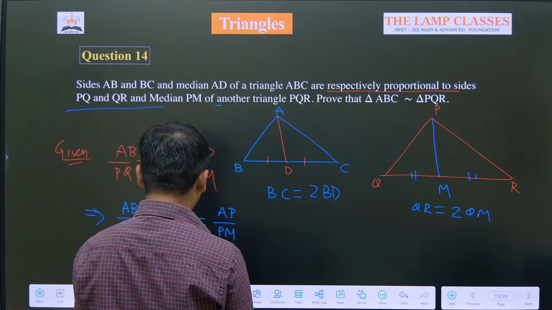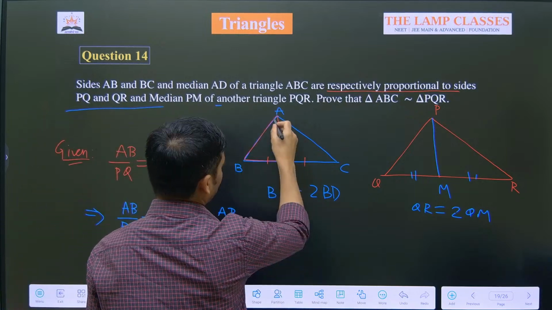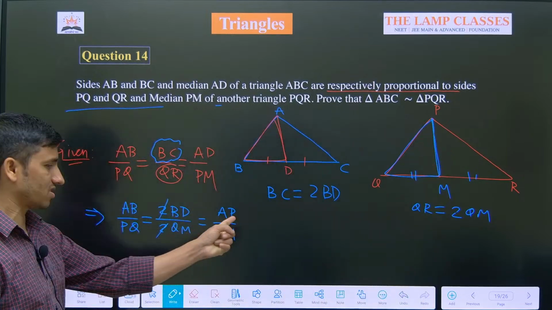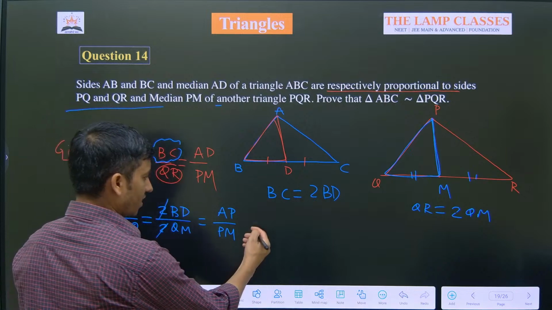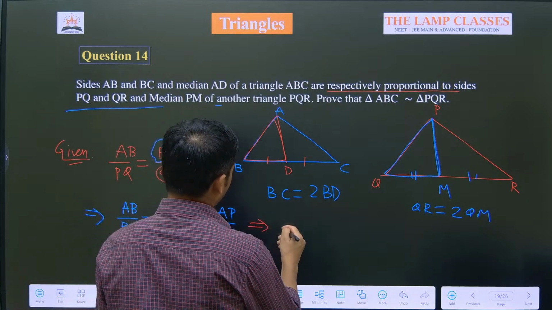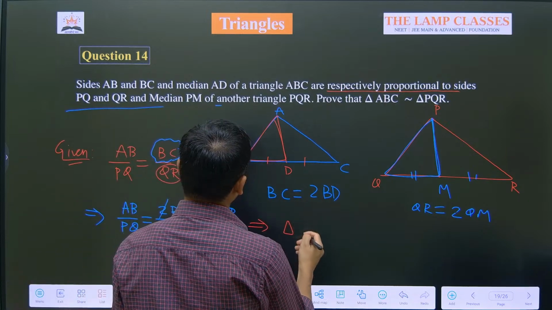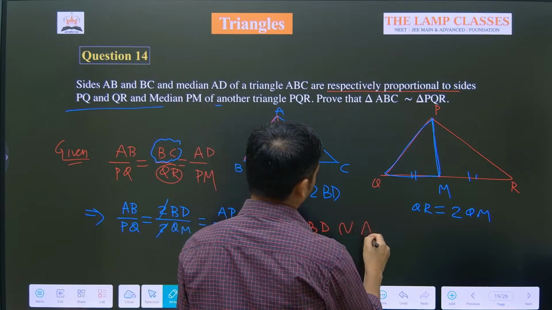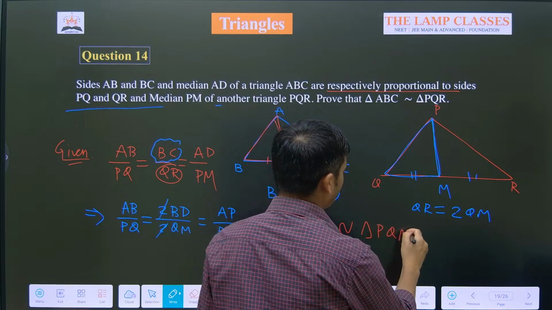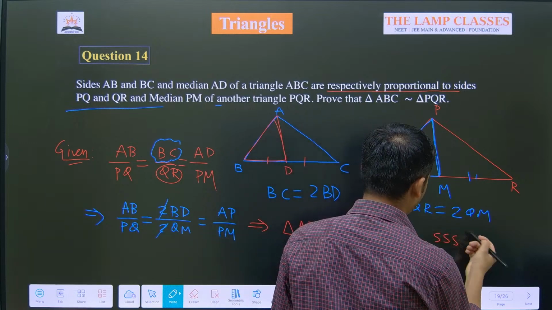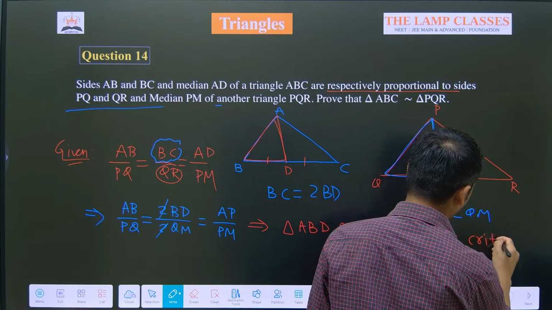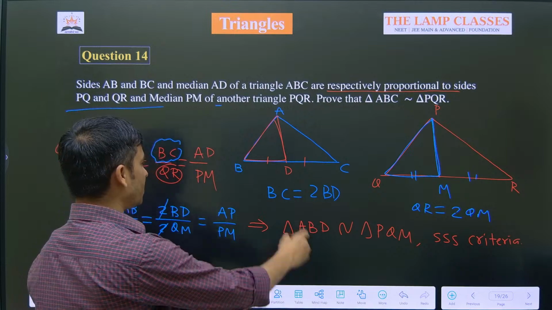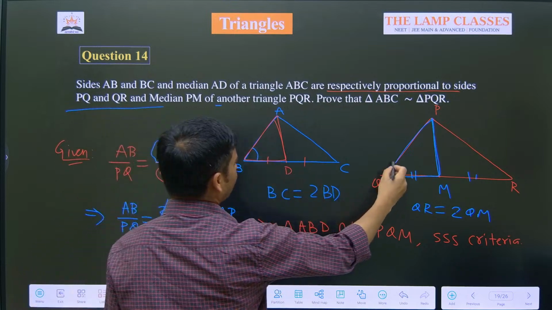So if you now focus on this triangle, ye chotu triangle and then ye chotu triangle, are they similar? Because these are the sides, SSS criteria. That means triangle ABD is similar to triangle PQM by SSS criteria, right? And if that is the case, by CPST we can say this angle and this angle are equal.